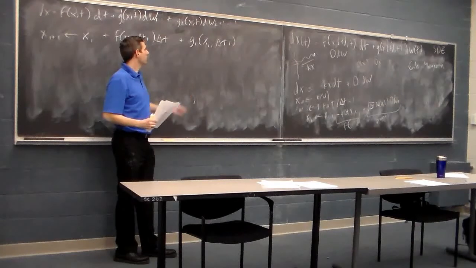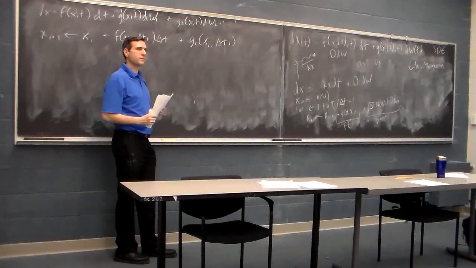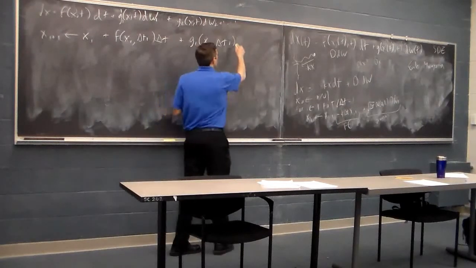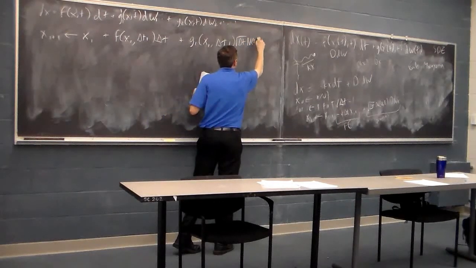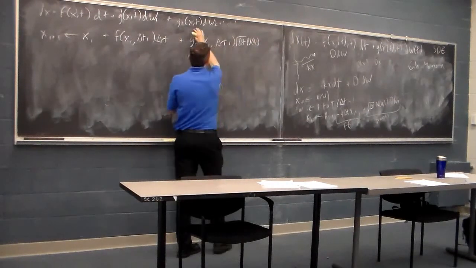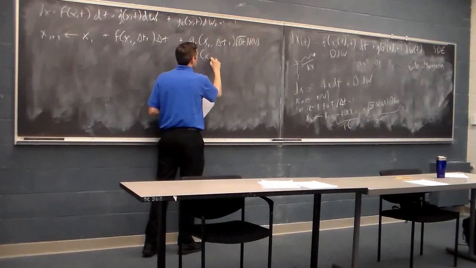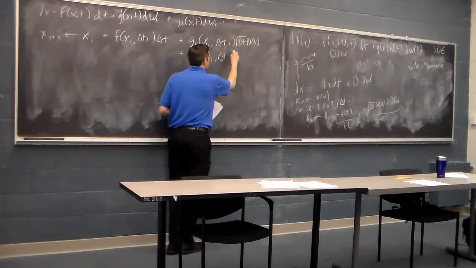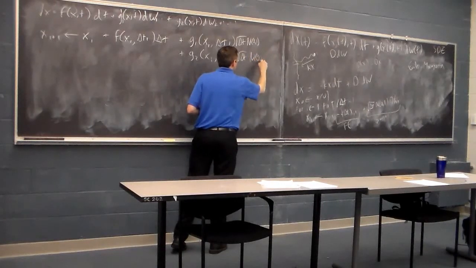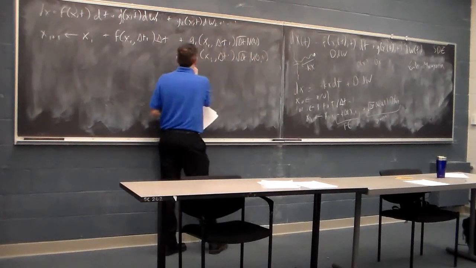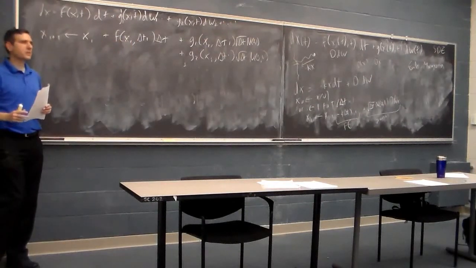So what do we multiply this by? Square root of delta t and over. Yeah, so square root of delta t times the normal random variable. And then if we have more of these noise terms, we would just keep adding those in. We could have g2 x_i, t_i, square root of delta t, independent normal 0, 1 random variable, and so forth. So does this make sense to everyone?